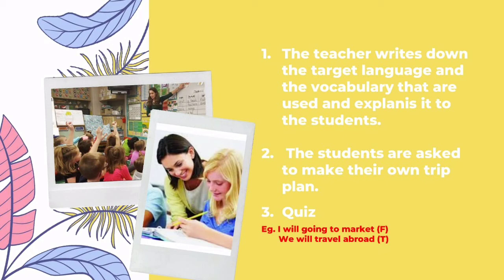And the third is a quiz. This quiz contains several statements regarding the future tense word structure. It could be false or it could be true. Students are asked to fill in the statements according to the example previously explained.